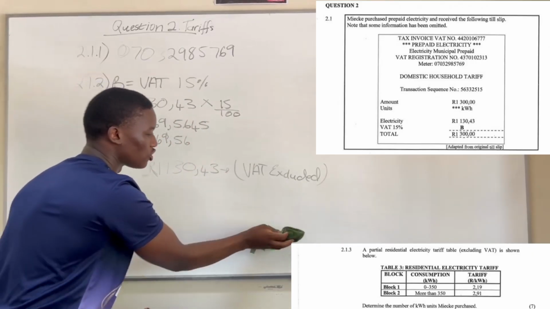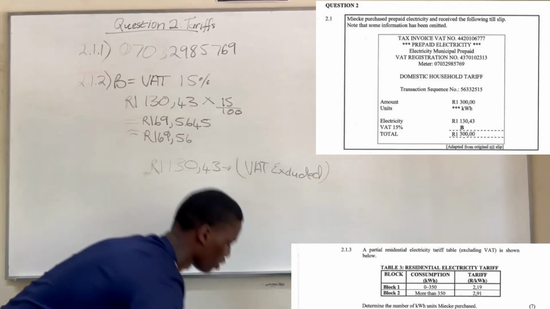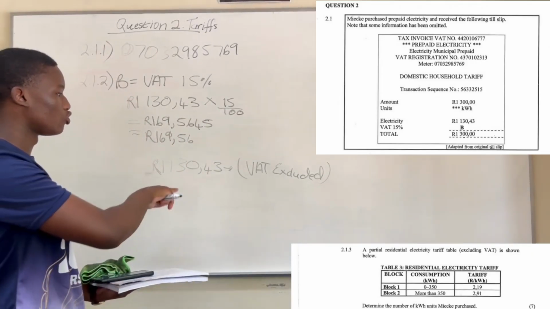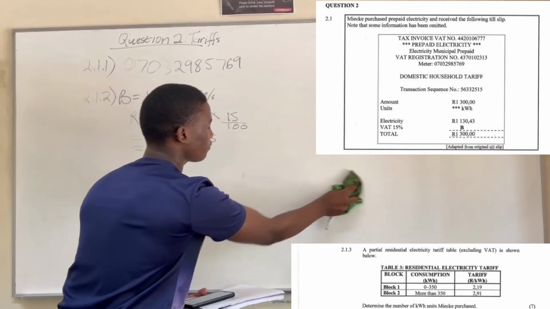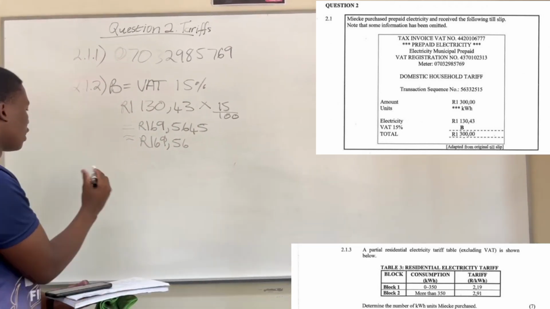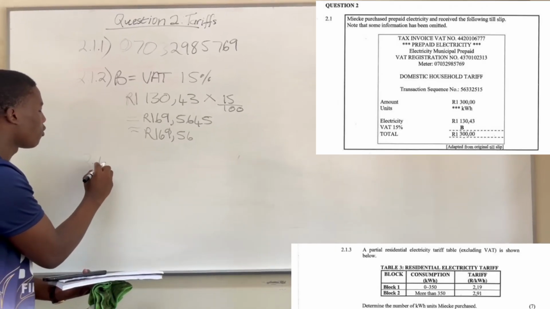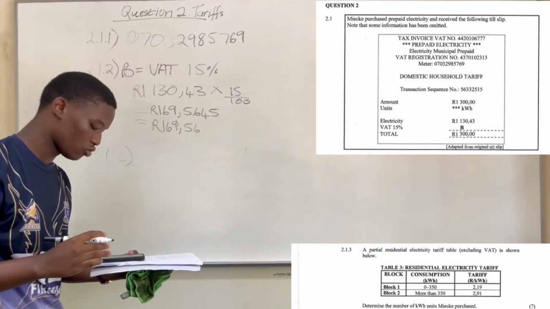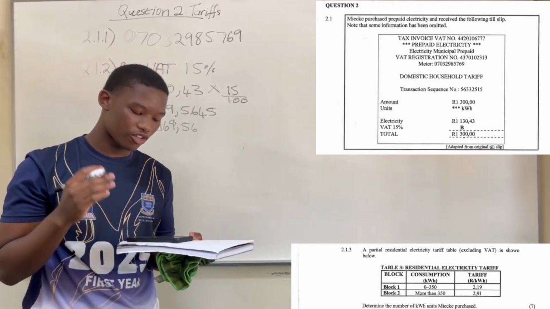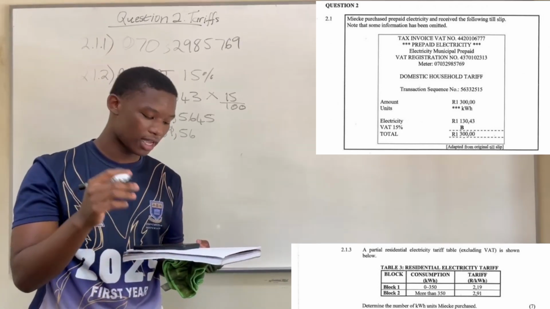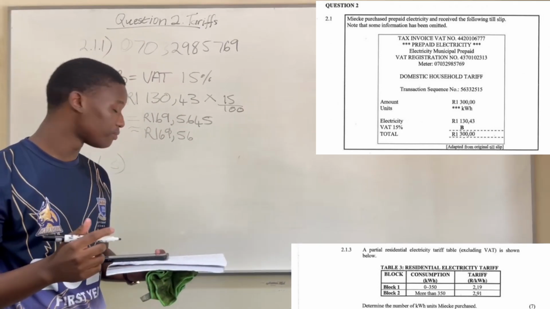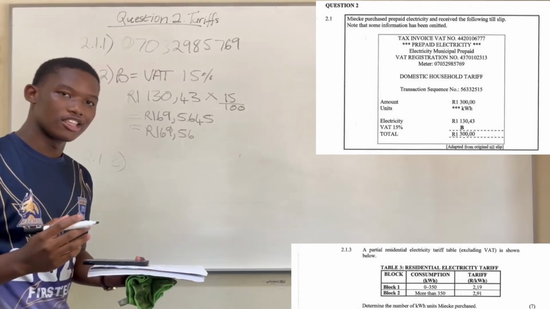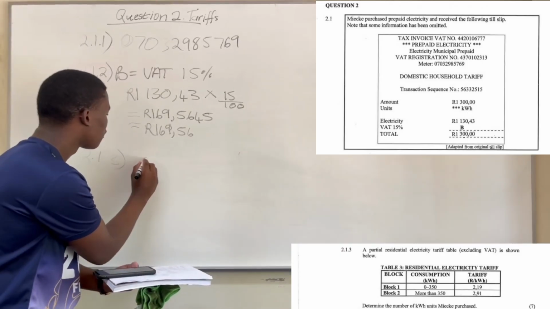I just wanted to demonstrate that. So we're going to work with this one. Let's approach question 2.1.3. It says determine the number of kilowatt units purchased. So first block, 350. We know that he purchased that one, 350.